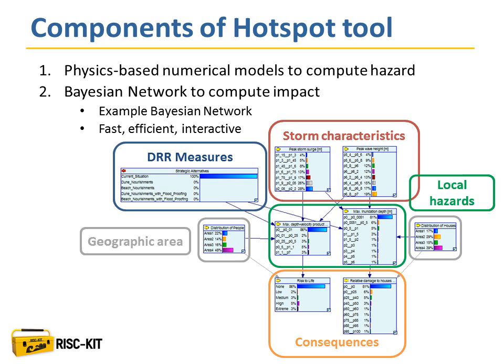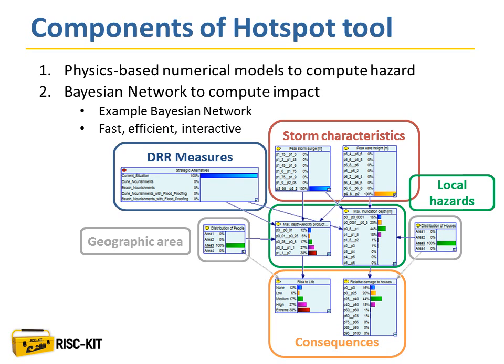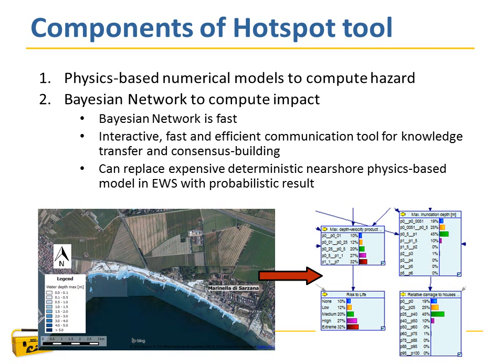The advantage of the Bayesian network is that it's a fast, efficient, and interactive way of going through the data that's been collected. So, for instance, we can start to play with things like the storm characteristics. If we move to a particularly intense storm, then you'll see that the consequences change, the risk to life grows, and the damage to houses is increased.